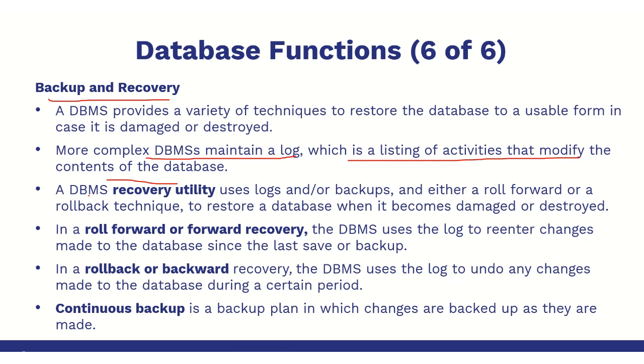Continuous backup is a backup plan in which changes are backed up as they are made. So it's basically the changes. It backs up the changes. So from those changes, it can reconstruct a certain time frame during the activities of the database. So these are all about the database functions.